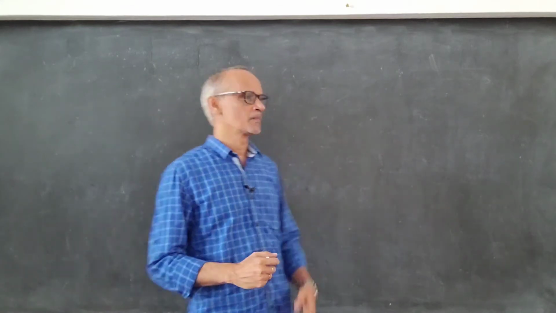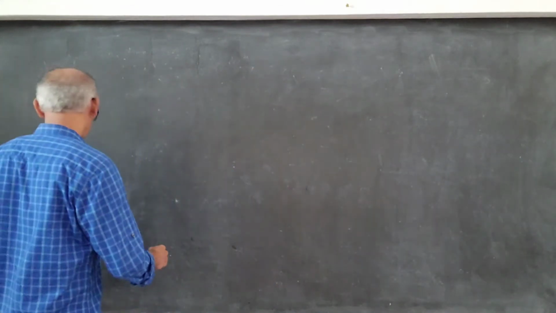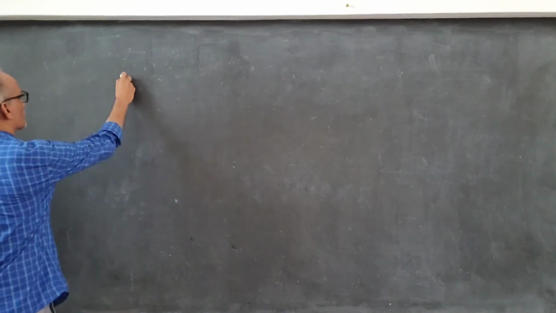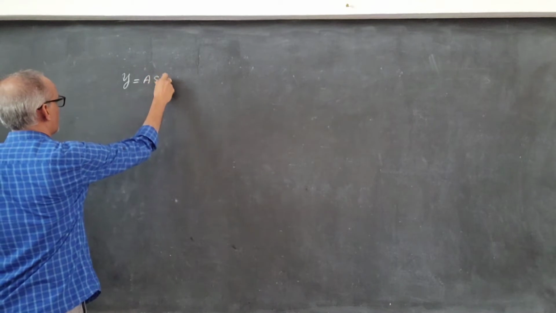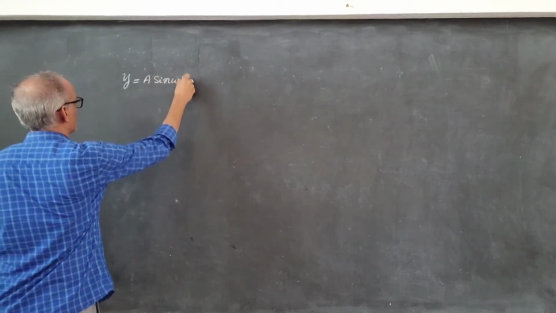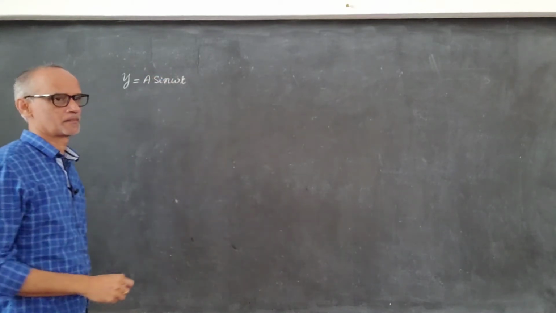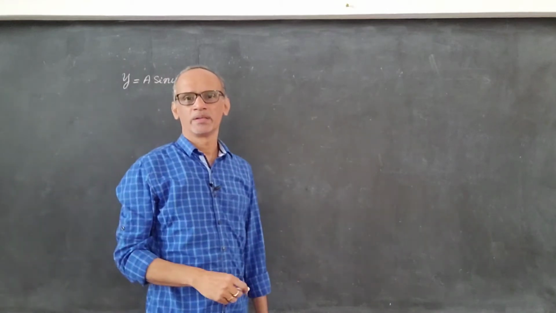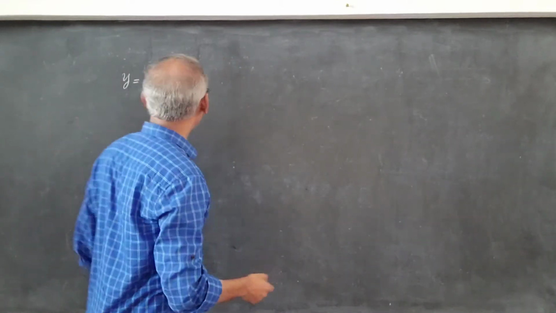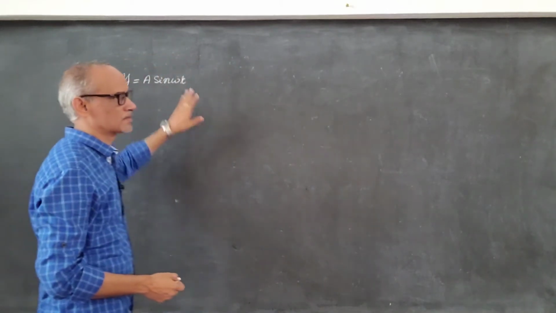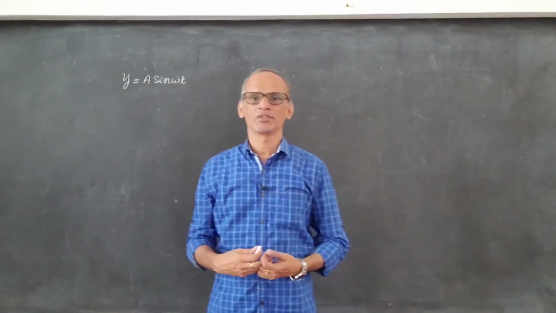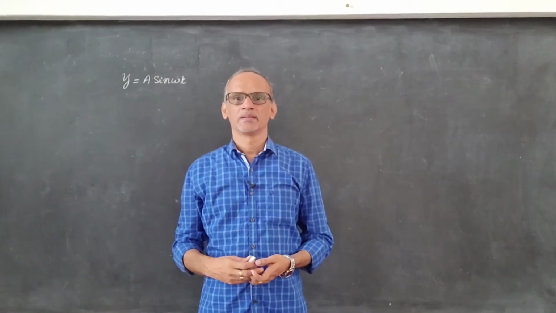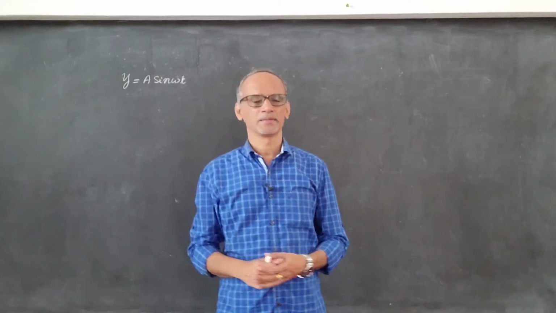Now, what is the equation that represents the displacement of a particle whenever it executes simple harmonic motion? The equation is given by y = a sin ωt, or it can even be y = a cos ωt. So, let us assume that this is the equation that represents the displacement of a particle.